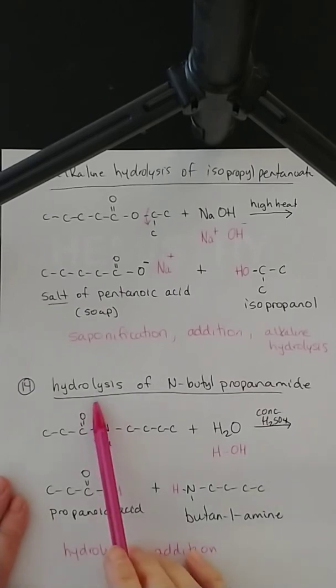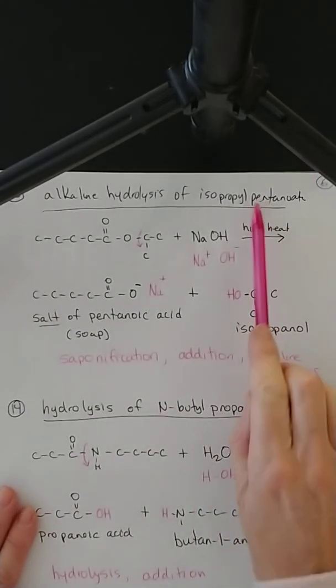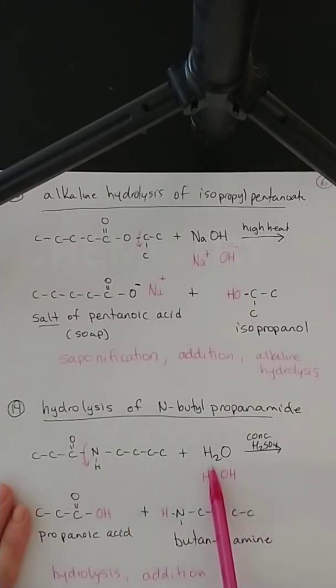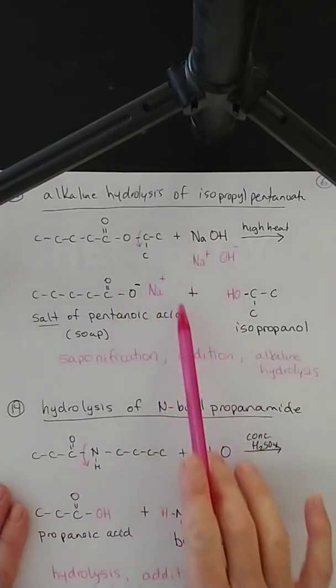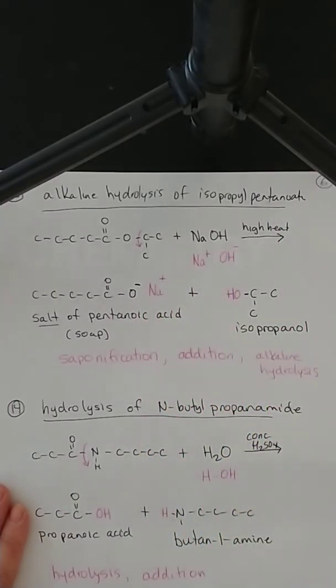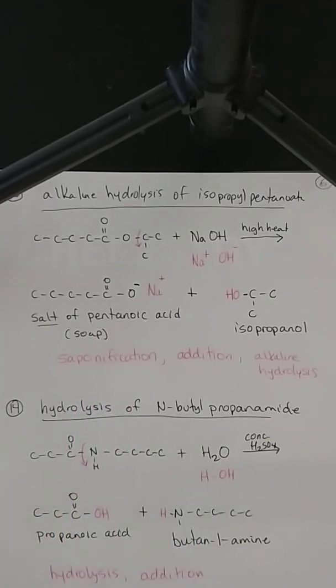You can also carry out a hydrolysis on an ester doing the exact same thing, adding water. You make an acid and an alcohol. When you undergo hydrolysis of an amide, you make an acid and an amine. You can undergo an alkaline hydrolysis only with esters, and that makes a salt of one of these acids, and that's what your soap is.